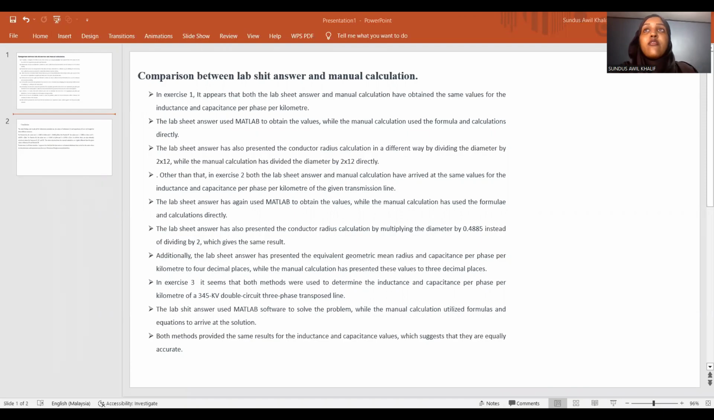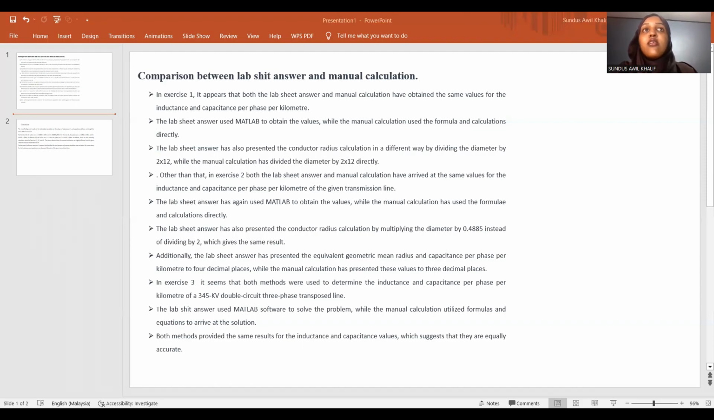So let's start. In exercise 1, it appears both the lab sheet answer and the manual calculation have obtained the same values of the inductance and capacitance per phase per kilometer. The lab sheet answer used MATLAB to obtain the values while the manual calculation used formulas and calculations directly. The lab sheet answer has also presented the conductor's radius calculation in a different way, by dividing the diameter by 2 times 12, while the manual calculation has divided the diameter by 2 times 12 directly.